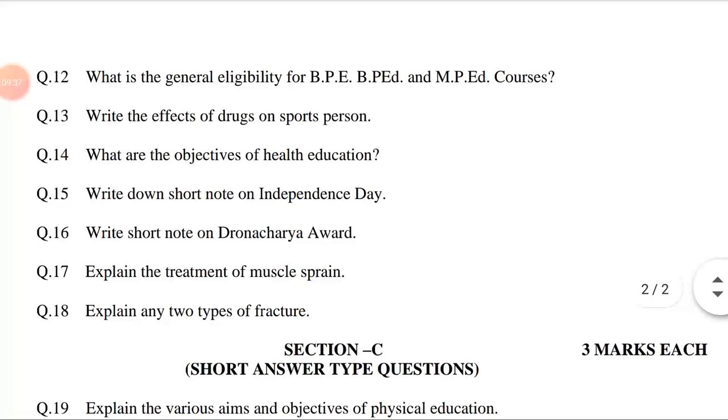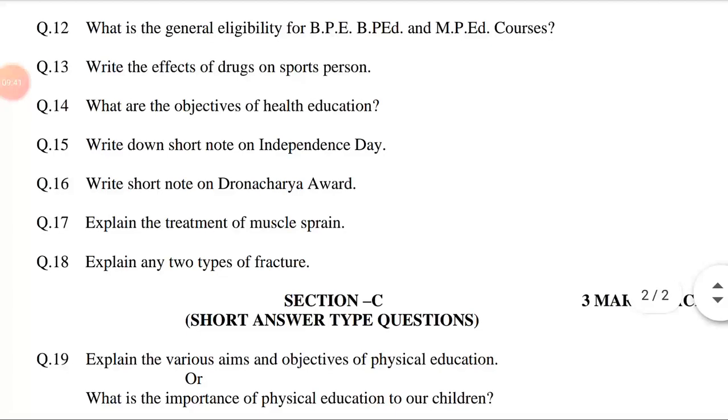Question number 12. What is the general eligibility for BPE, BPEd and MPEd courses? What does "asking for information" mean? General means common. Eligibility means qualifications. This question is related to chapter number 4, career aspects in physical education.